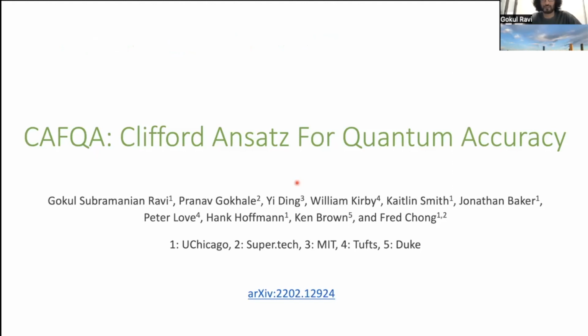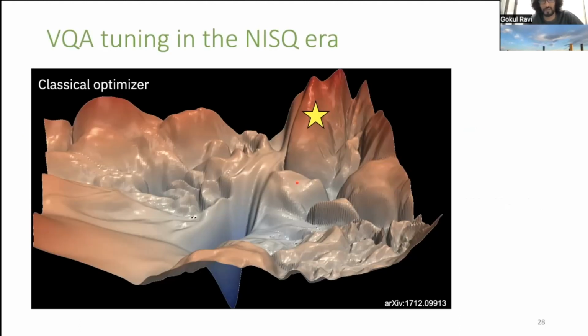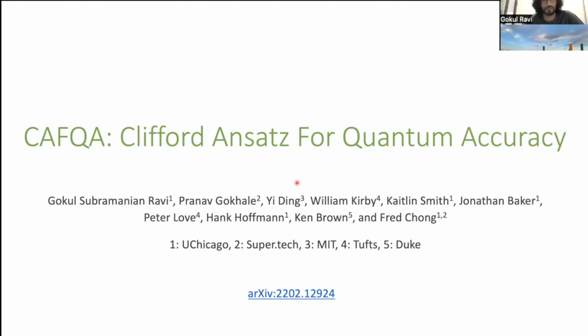Okay, so as I mentioned, we want to reduce noise. Reducing noise can take us only so far through error mitigation, and in general, we want to find better ways to navigate a significant part of this complex contour, right? And that brings me to the second work, which is CAFQA, a Clifford Ansatz for quantum accuracy. And this is again a collaborative effort across UChicago, Supertech, MIT, Tufts, and Duke.